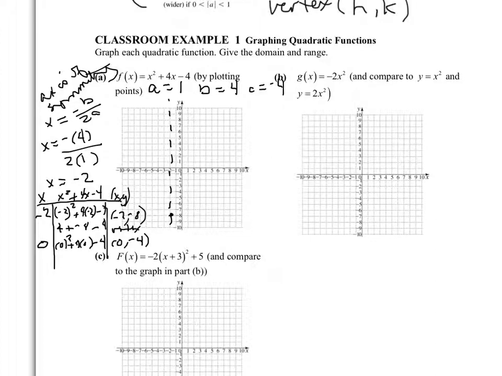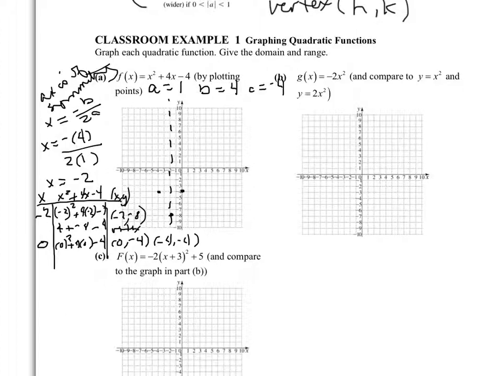So I know that (0, -4) is a point that's on this parabola, and using symmetry, if I move horizontally back toward the axis of symmetry, I had to move 2 units to get to the axis of symmetry. If I move 2 units on the other side, that tells me that the ordered pair (-4, -4) is also on my graph. And I don't have to plug in to find it because I'm just using symmetry.